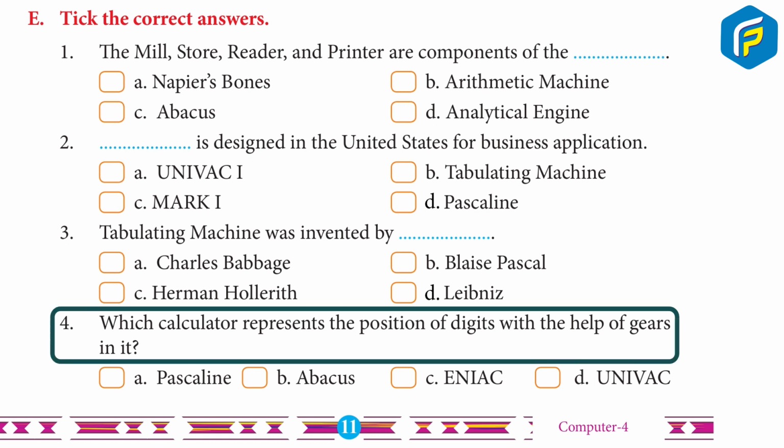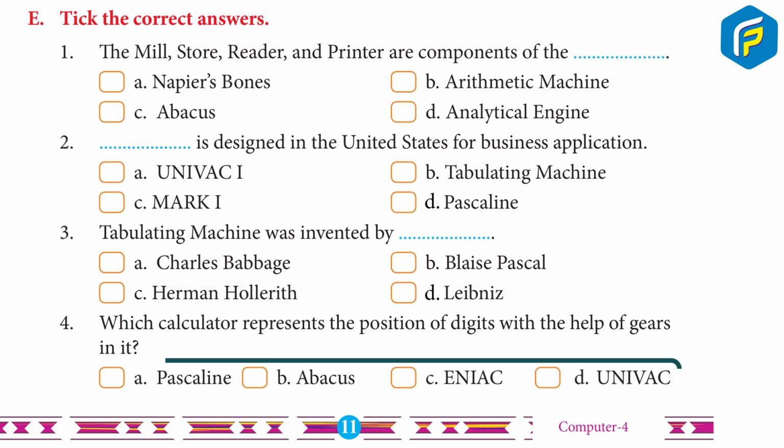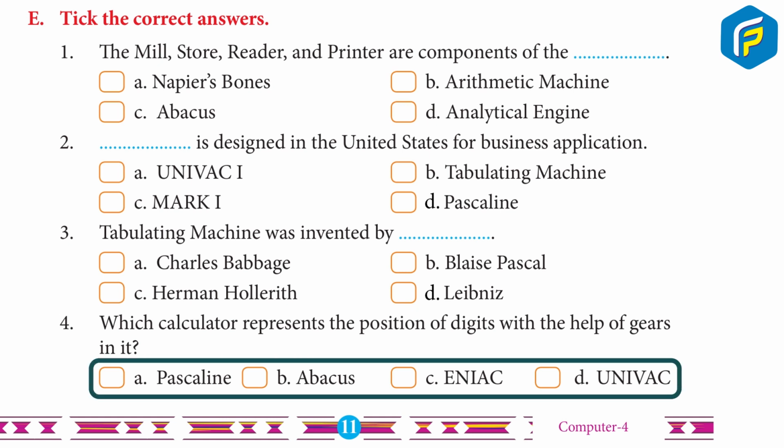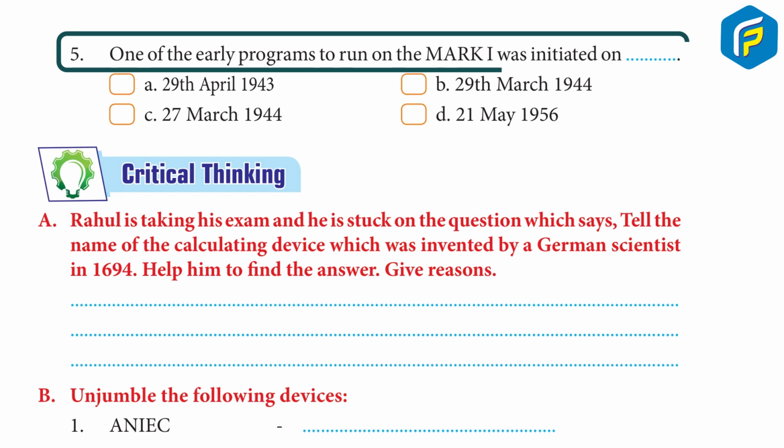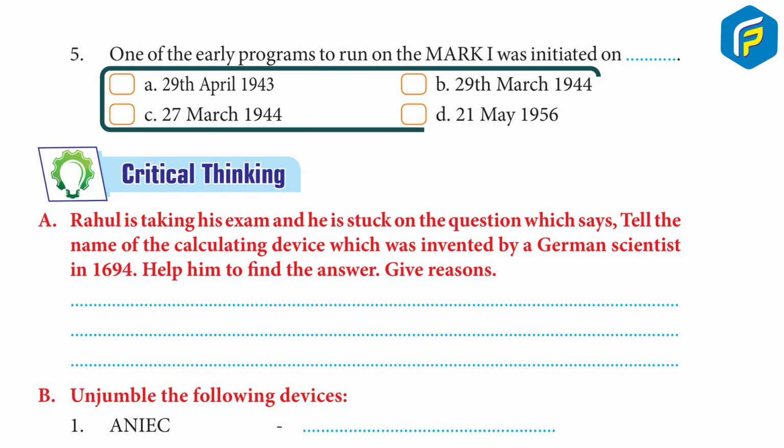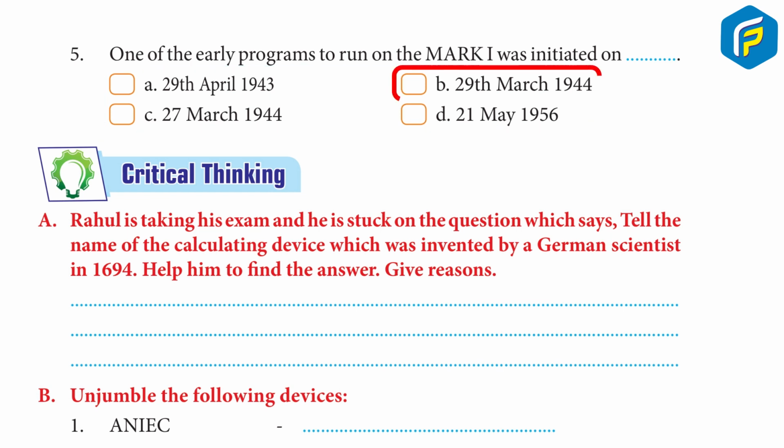4. Which calculator represents the position of digits with the help of gears in it? A. Pascaline. B. Abacus. C. ENIAC. D. UNIVAC. Answer: A. Pascaline. 5. One of the early programs to run on the Mark I was initiated on dash. A. 29th April 1943. B. 29th March 1944. C. 27 March 1944. D. 21 May 1956. Answer: B.